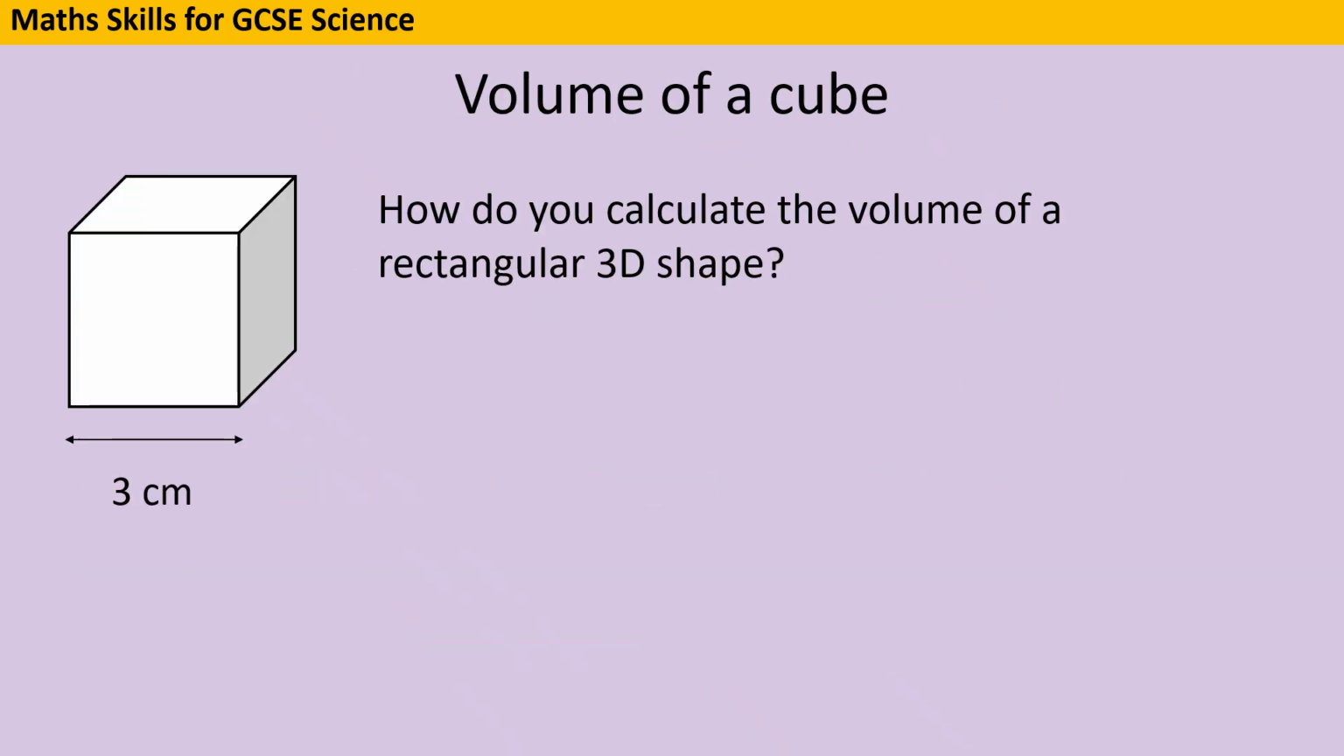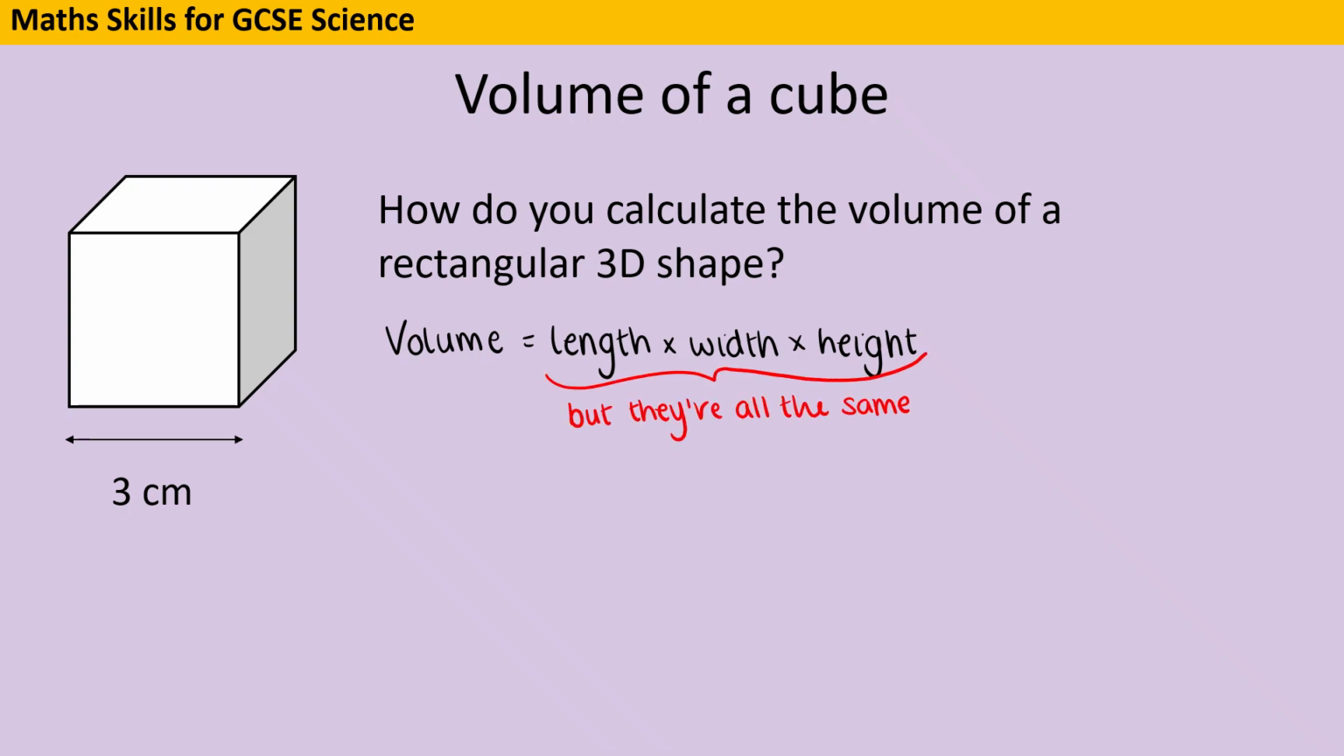Next, let's think about the volume of this cube. So in order to work out the volume of a 3D rectangular object, in other words a cuboid, we would do length times width times height. But because this is a cube, all of the side lengths are the same as each other, so this becomes length times length times length. So for this cube, that's going to be 3 times 3 times 3, which is going to give us a total volume of 27 centimetres cubed.